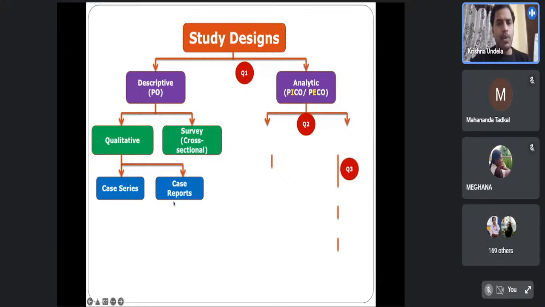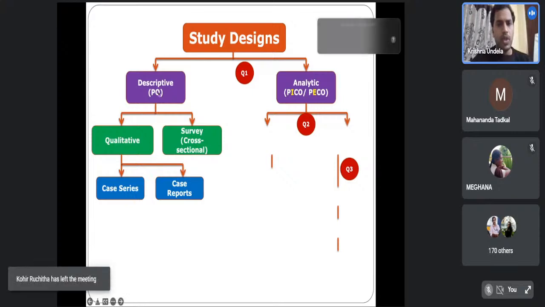And if the same thing happened to 10 patients in the same hospital in a period of 1 year, and you combine all the 10 patients' information and go for a publication, we can call it a case series. The same event happened for a group of patients, you combine all of them and write a report. We can call it a case series. Okay, so that's what we have in the descriptive study designs.